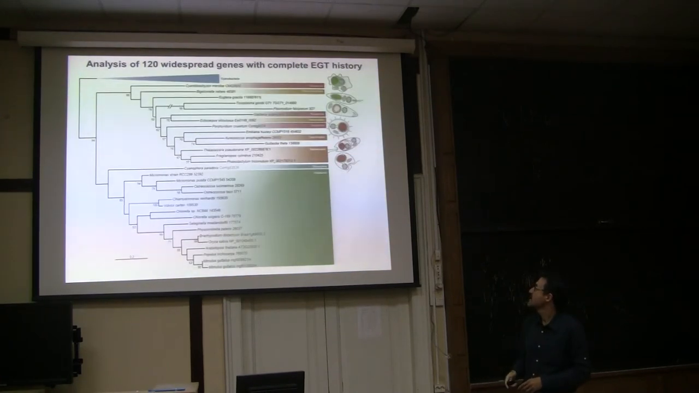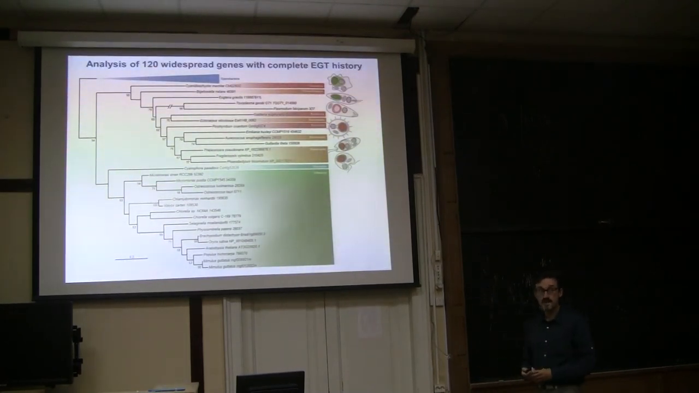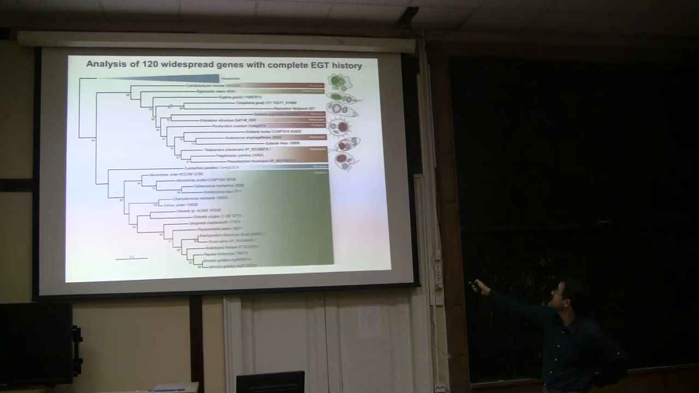And here another case, also very well resolved: cyanobacteria, red algae, green algae and green plants, glaucophytes, and stramenopiles, cryptophytes and haptophytes, closely related to red algae, as expected, but also here, chlorarachniophytes and euglenoids, closely related to red algae, which is surprising.